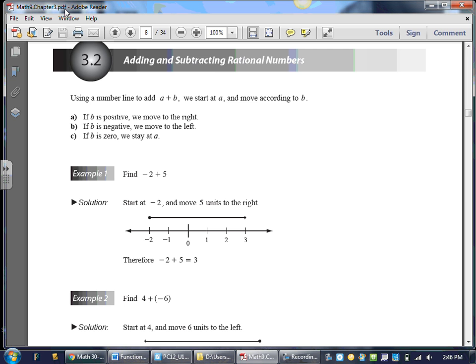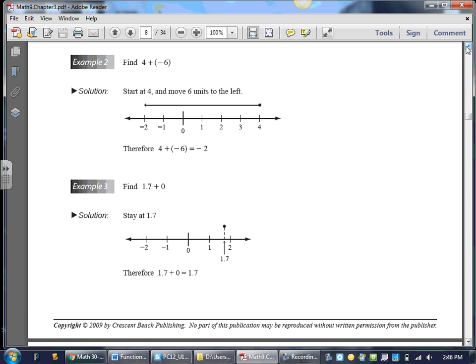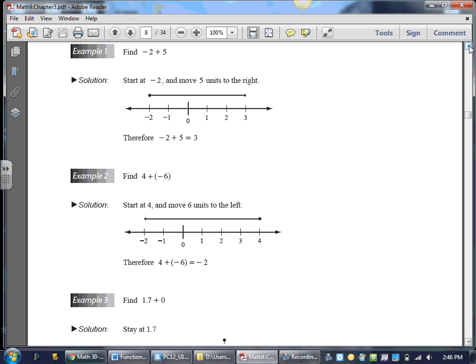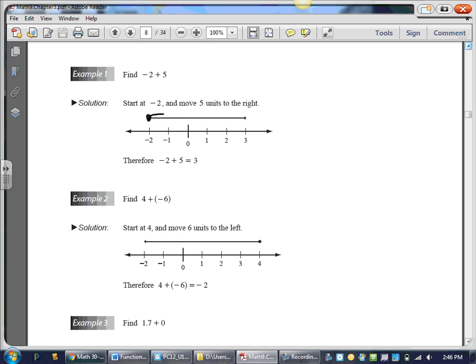But so to find negative 2 plus 5, if you want to use a number line, you start at negative 2 and you move to the 5. So you'll just see in the book, you start at negative 2, we move 5 to the right, and that gives us 3.